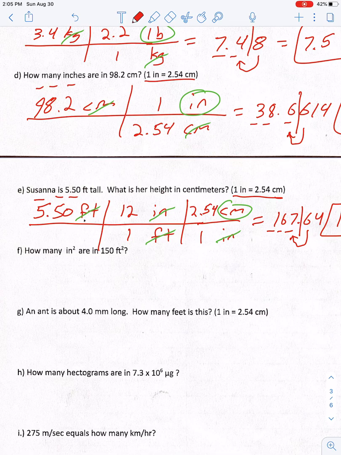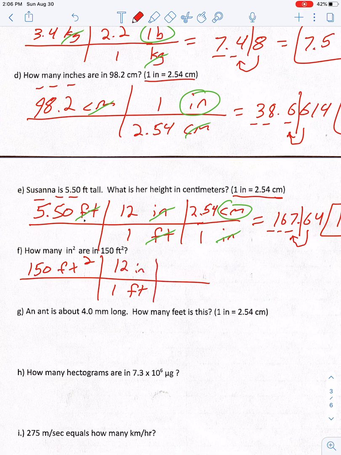Okay, so how many inches squared are in 150 feet squared? Okay, so you're not going to see too many of these, but I'm going to show you how to do it. So 150 feet squared. Okay, so this is where it kind of can get a little bit confused. So we have feet squared. So we need to have 2 feet on the bottom in order to cancel that out. So I know 1 foot equals 12 inches. That takes care of one of the feet, but I'm going to do 1 foot equals 12 inches.